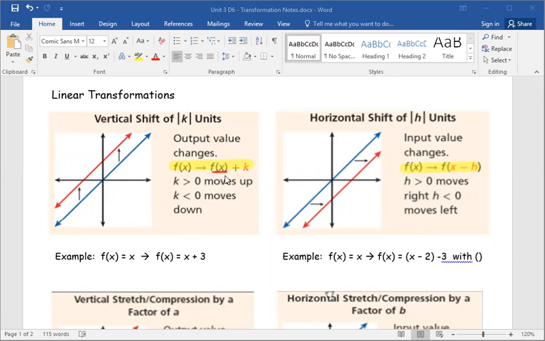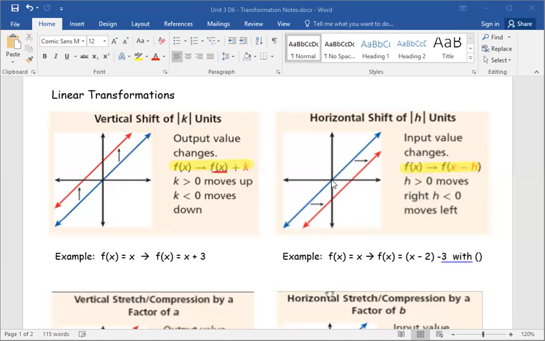Okay, so here in the yellow, f of x plus k, that means that whatever k is, you're going up or down. Such as we have x plus 3, that would be going up. x minus 3 would be down.